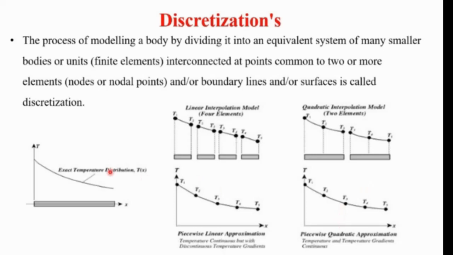We can see here the exact temperature distribution graph. This is the solution. We can divide it into a number of small pieces. Here it is divided into 4 pieces, where a linear interpolation model is used to approximate the exact solution, and we get the final solution. Similarly, we can use a quadratic interpolation model as well, where a curved shape graph is there. Here we will get better results compared to the linear interpolation approximation. So this method is called discretization.